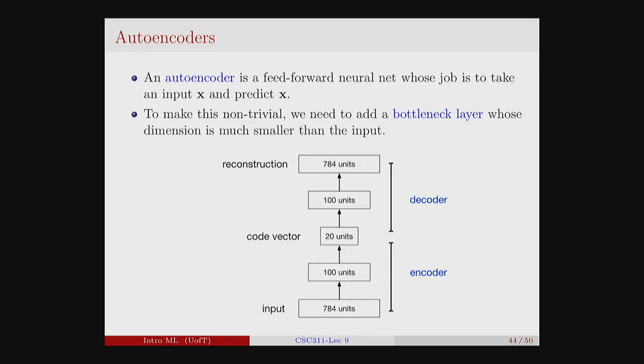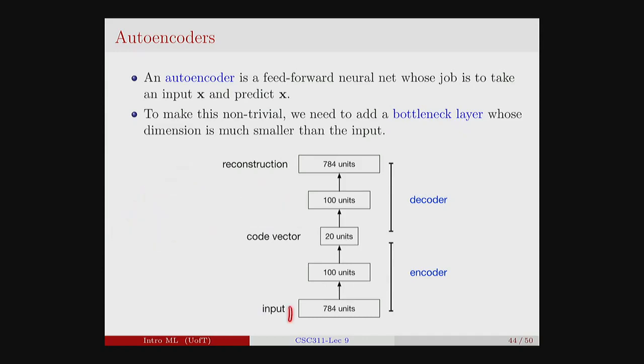To make this non-trivial, we need to add a bottleneck layer whose dimension is much smaller than the input. So let's see what that means by looking at what the forward pass looks like for an autoencoder. Let's say we're working with MNIST digits, so we have a 28 by 28 input image X, which, when flattened, is a 784-dimensional vector.